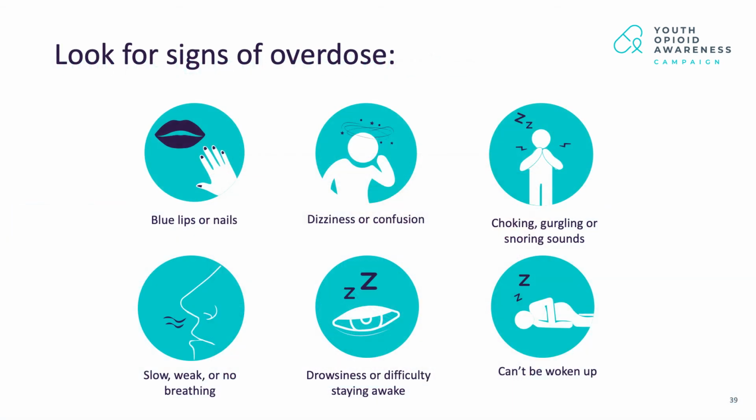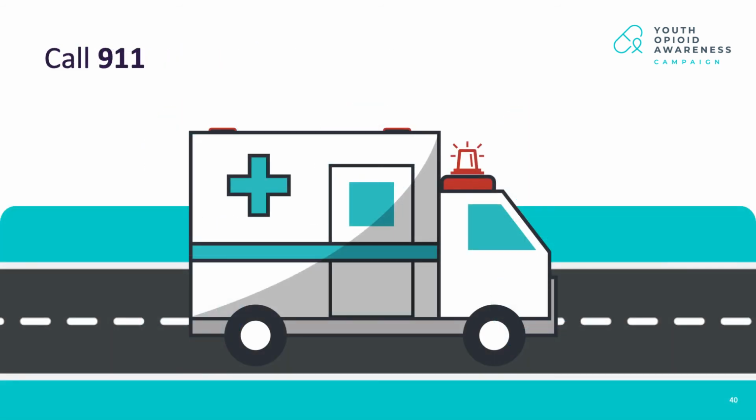Signs to look for include blue lips or nails, dizziness or confusion, choking, gurgling, or snoring sounds, slow, weak, or no breathing, drowsiness or difficulty staying awake, and if they can't be woken up. All right, you've just identified that your friend is experiencing an opioid overdose. What do you do now?